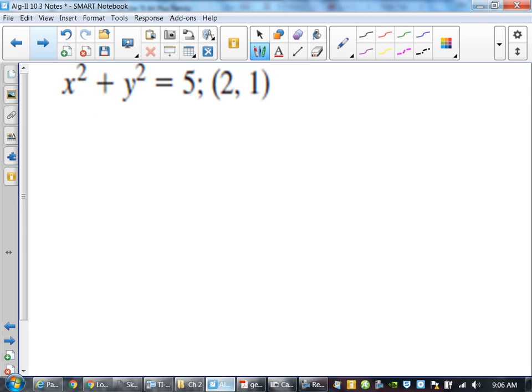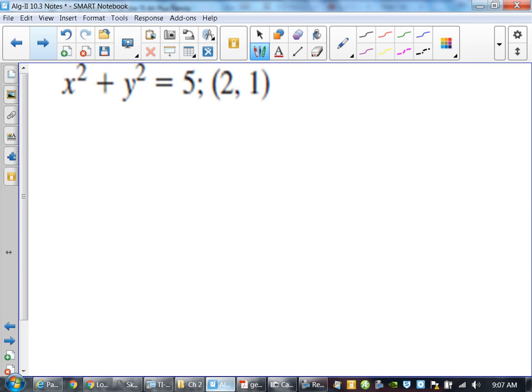And we're writing it in y equals mx plus b. We always want to go to y equals mx plus b because we can put it in our calculator. I'll show you how to graph a circle with the tangent line in a second. So we have x squared plus y squared equals 5, which means my radius is the square root of 5. And it also wants you to be tangent at the point 2, 1.